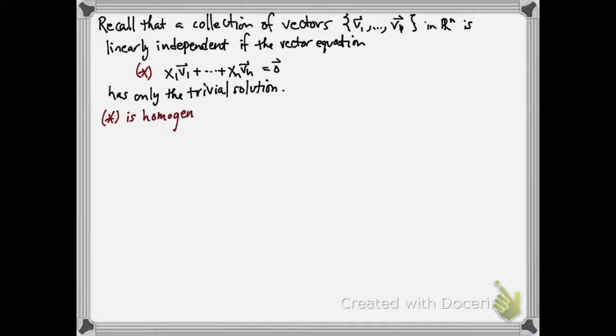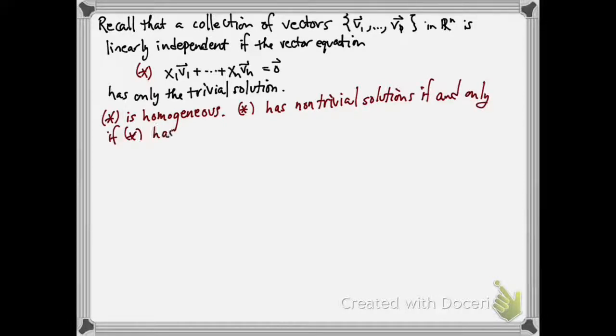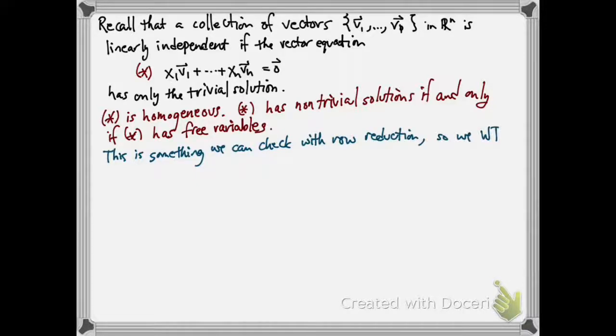So notice this vector equation star is homogeneous. And so it's always going to have the trivial solution, and it has non-trivial solutions if and only if the vector equation star has free variables. Now this is something that we can check using row reduction or Gaussian elimination. So that means we win, right? It becomes a fast, straightforward computation.